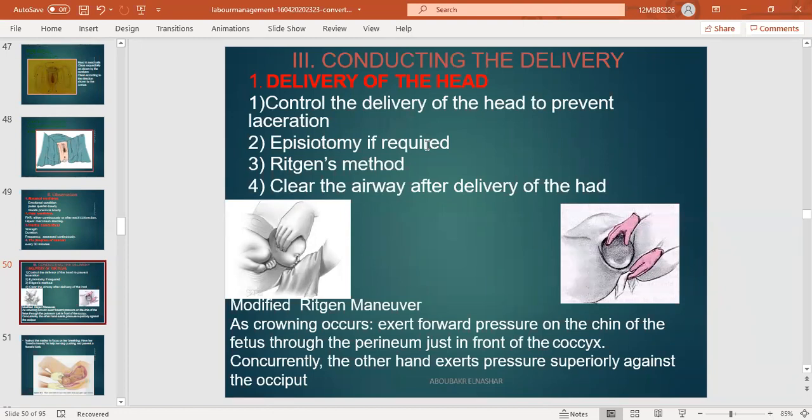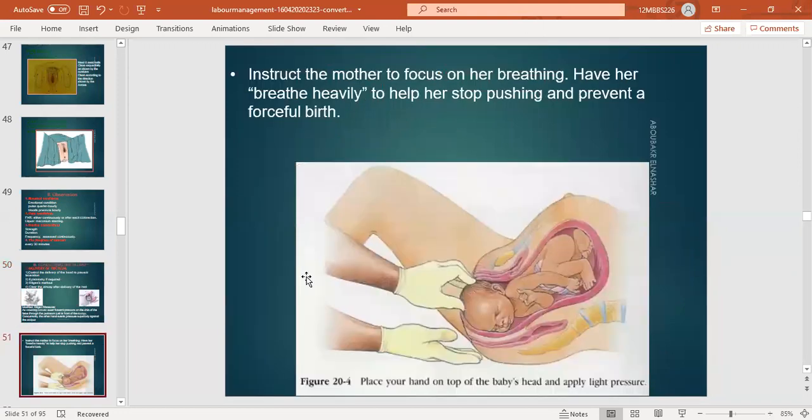So at the time of full dilatation, if you think there is a need for an episiotomy, you must give local anesthesia, that is a perineal infiltration with 0.5 to 1% xylocaine. Or if the patient already has an epidural, then there is no need to give this analgesia or anesthesia. As soon as the baby is delivered, you clear the mouth.